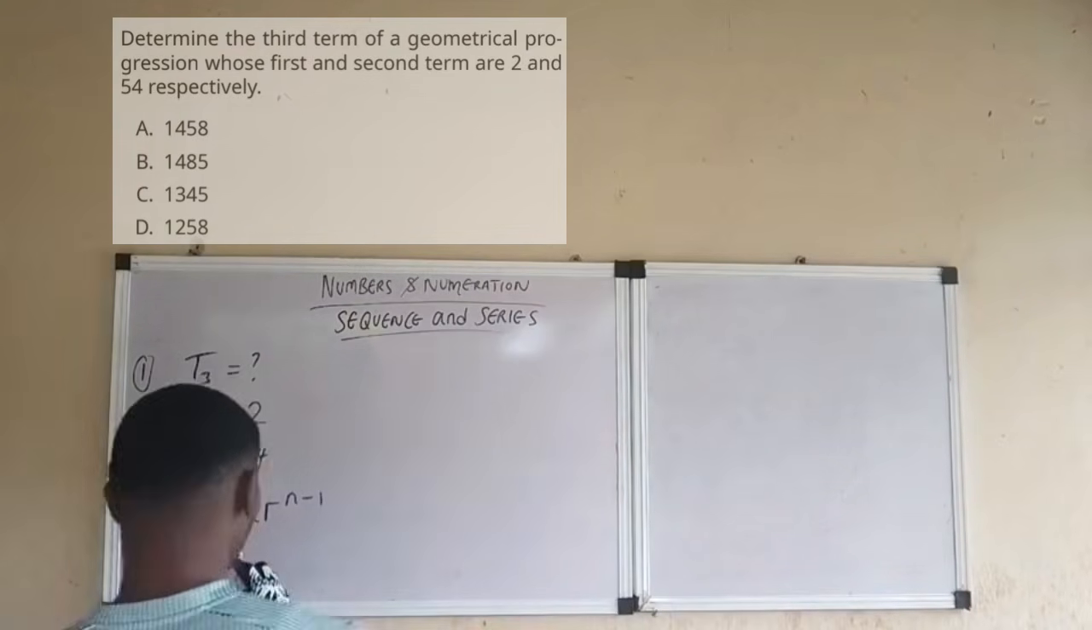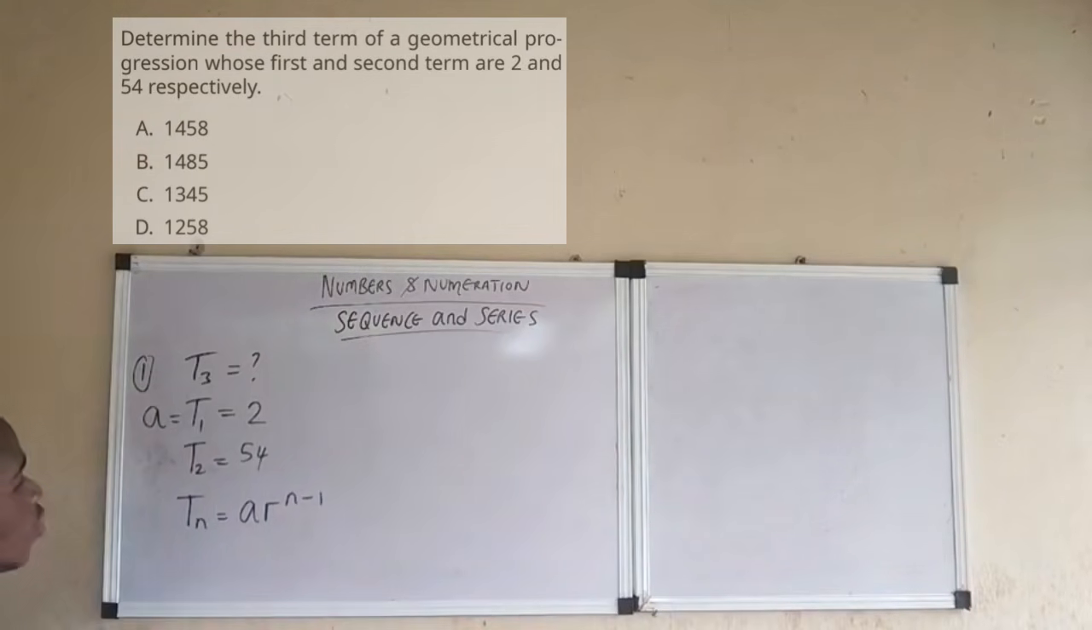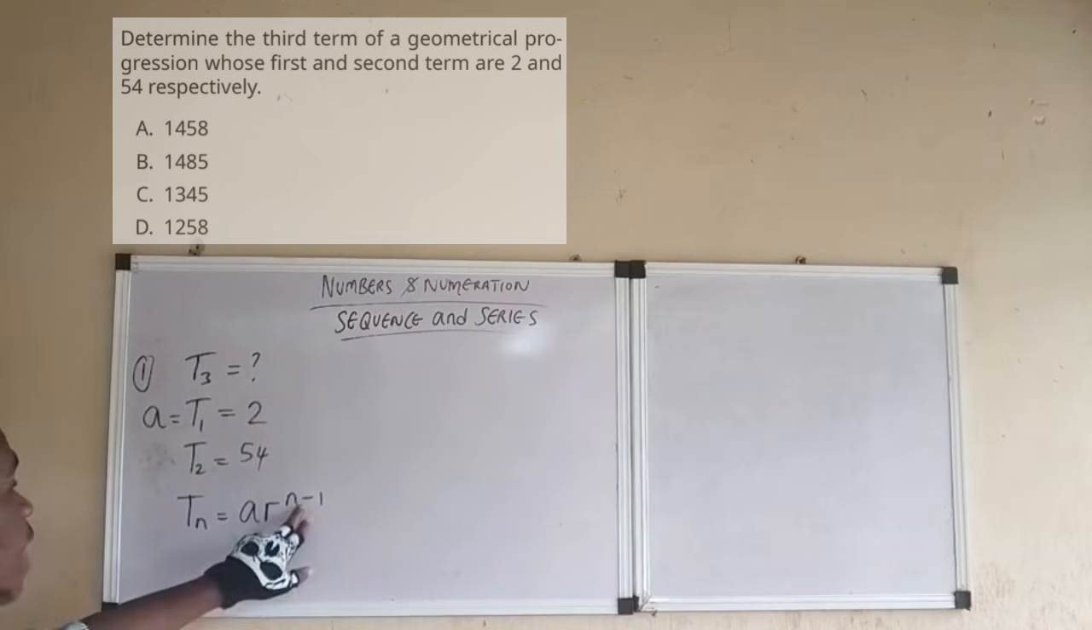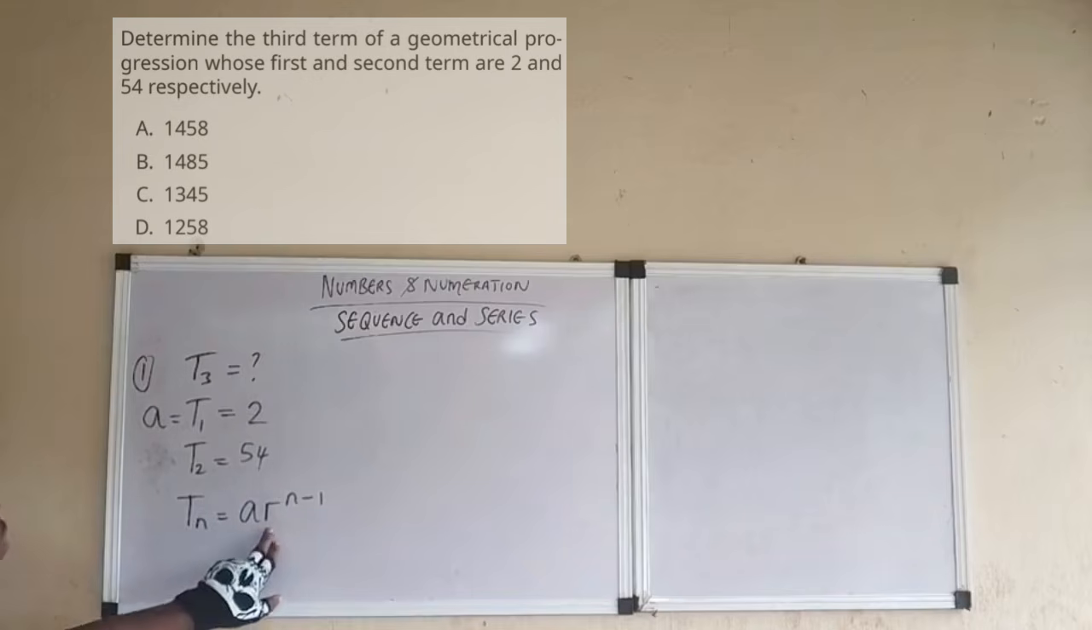So here, this nth term formula helps us to find a particular term. If, for example, I want to find T4, I'm going to use this nth term formula. If I want to find T7, I'm going to use this nth term formula. So what we need to find T3 here is R, because in T3, n is already 3. We already have A, which is the first term. But what I need is R so that I can find my T3 using this formula.